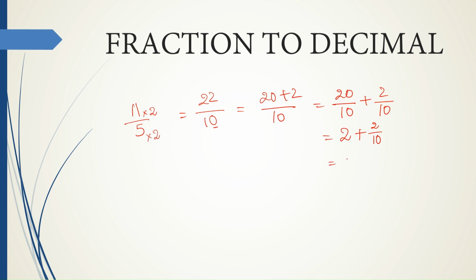This is nothing but 2 into 1 plus 2 into 1 upon 10. Now this represents the ones place, so we'll have 2 here. Point 1 upon 10 is here, so we can write this 2 in the tens place. 11 upon 5 is equal to 2.2.